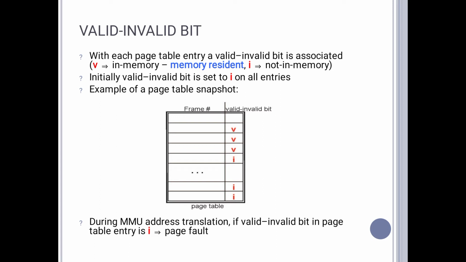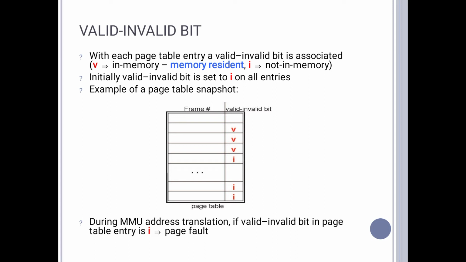So this is a valid and invalid bit. With each page table entry, a valid or invalid bit is associated: V means in memory, that is memory resident, and I means not in memory. The invalid bit is set to I in all entries, and this is a page table snapshot. During MMU address translation, if the valid or invalid bit in a page table entry is I, it causes a page fault.